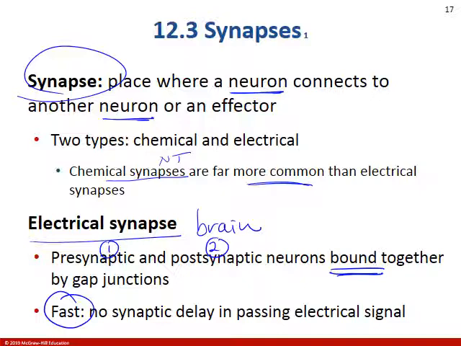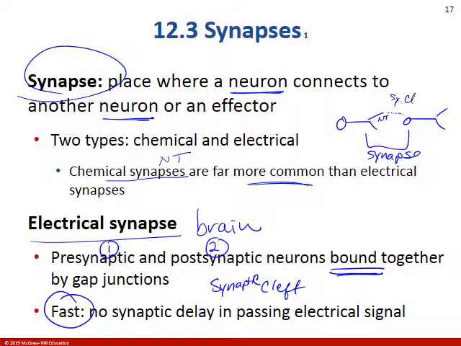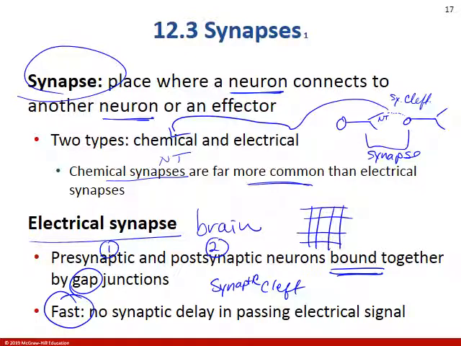So there is no synaptic cleft, if you remember the synaptic cleft, the space between the two neurons. So here's my neuron 1, here's my neuron 2. This space would be called a synapse, where they're talking to each other. And in a chemical synapse, we'd see a neurotransmitter released into the synaptic cleft. So this would be an example of a chemical synapse. Electrical synapse would be gap junctions actually connecting two membranes so that the neurons are actually bound together. There is no space between them.